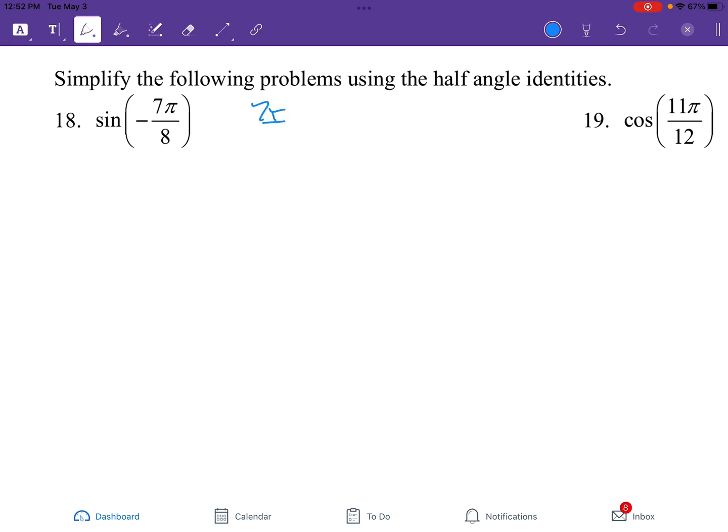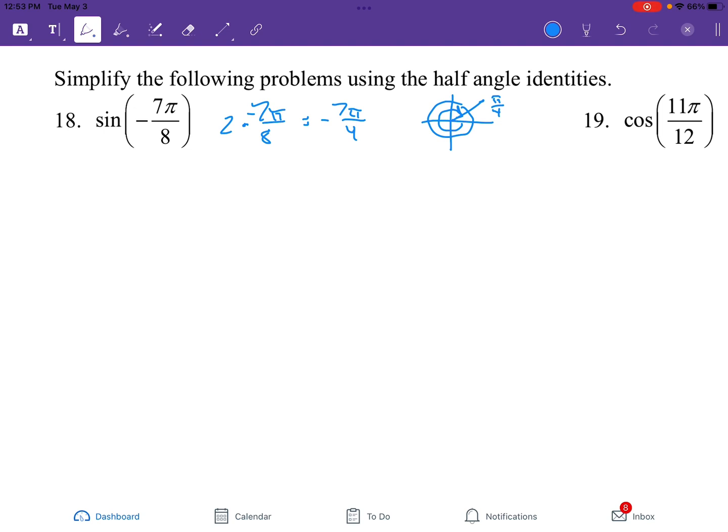7 pi over 8 times 2 gives us 7 pi over 4, but it is negative. If we look at our unit circle and find the coterminal angle, negative 7 pi over 4 goes around the unit circle. Remember, we're going around the unit circle backwards. It ends up over here, and a coterminal of that is pi over 4. So the values for pi over 4 are what we can use for our problem here.